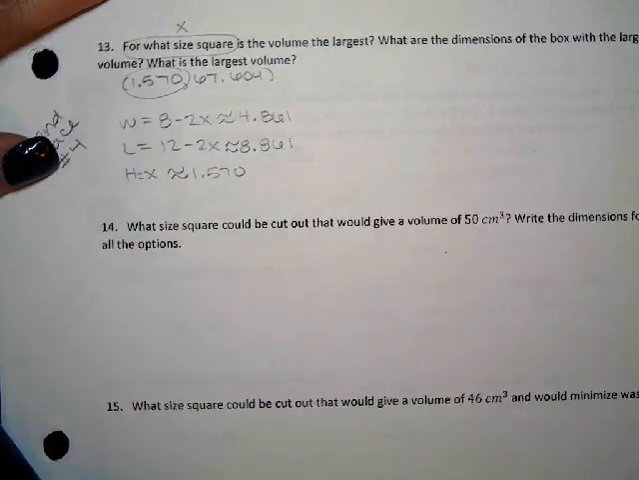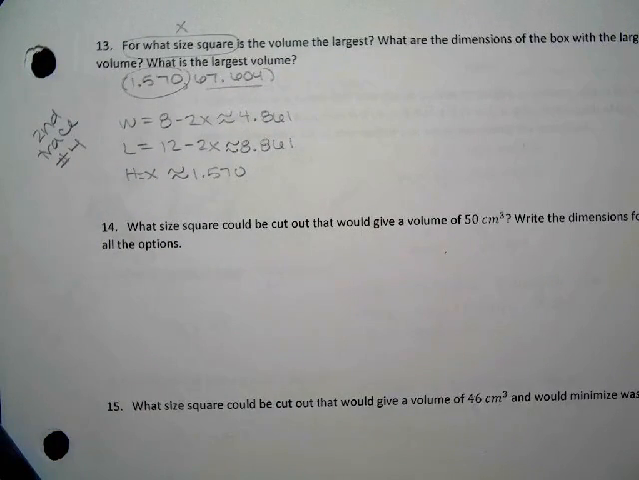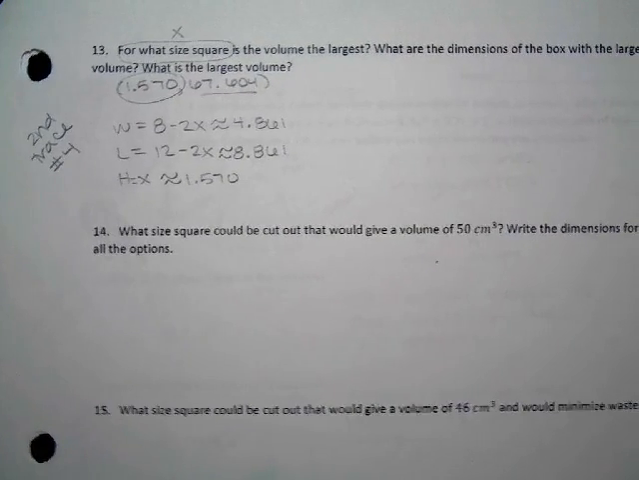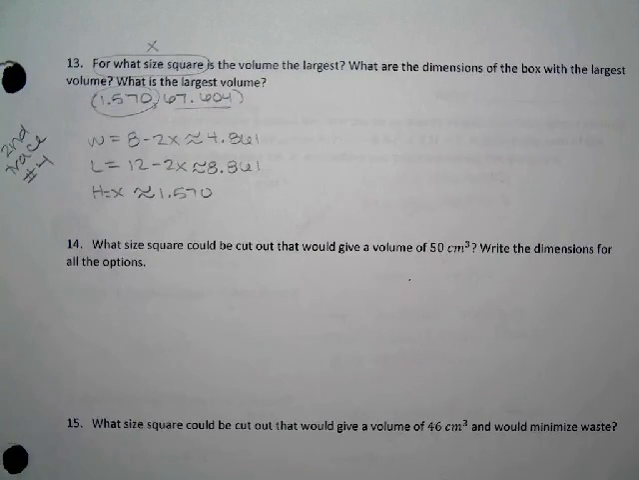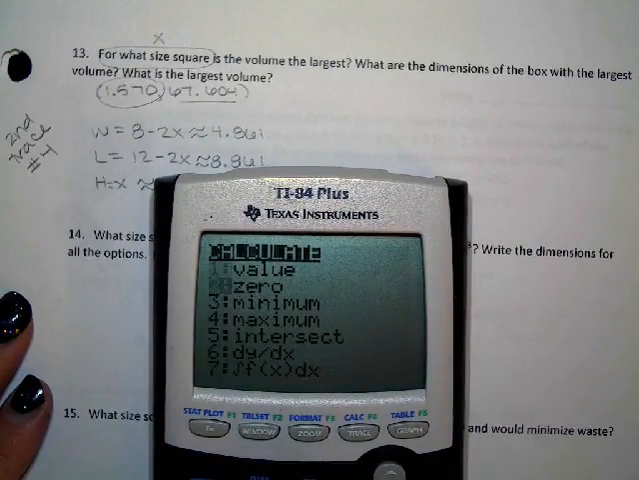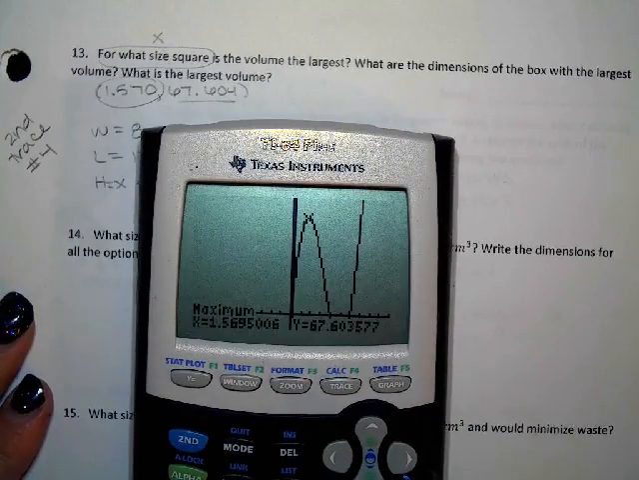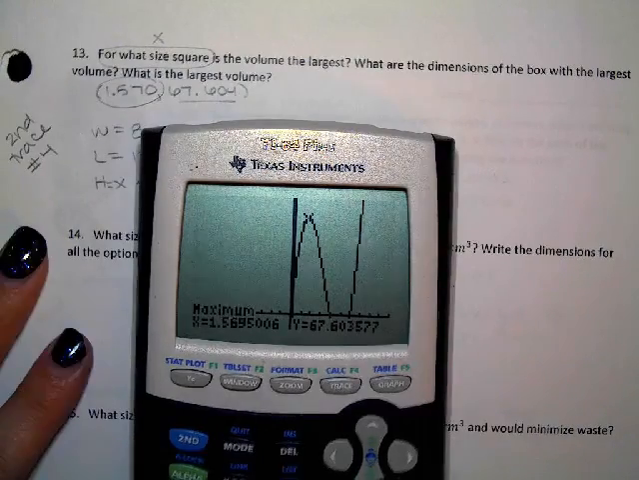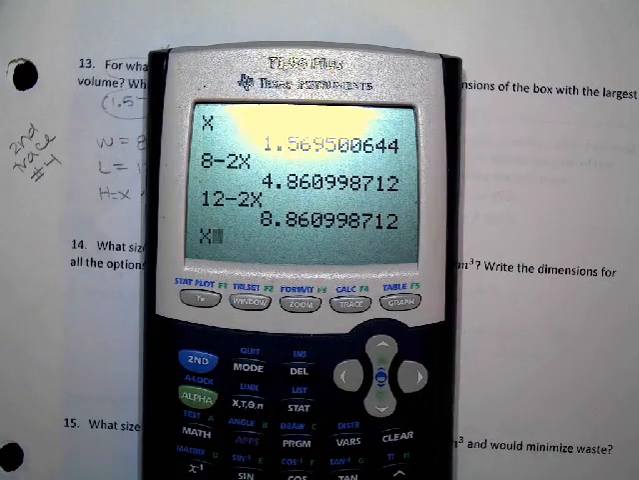If you were here and it said on the screen maximum, and it had the values, just sitting there with the values, if you hit second quit and get out of that, and then you hit the X button, whatever you just found, if you just found an x-intercept, a maximum, a minimum, an intersection, your calculator stores it for just a moment as x. It stores it until you find the next thing.